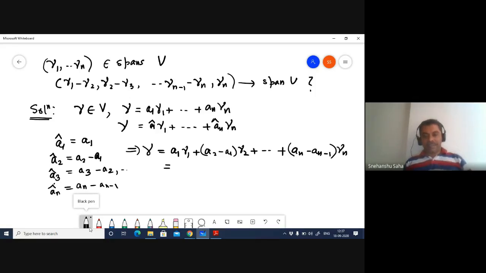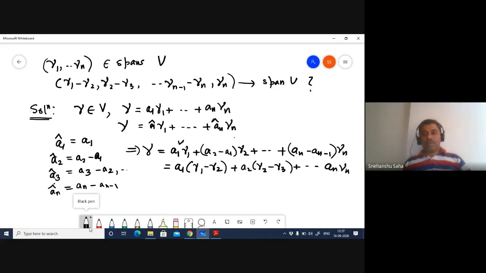And so what you could have is that if you combine these terms, so A1 times gamma 1 minus gamma 2, correct, plus A2 times gamma 2 minus gamma 3, right, and so forth. And the last term will be A n gamma n, right?